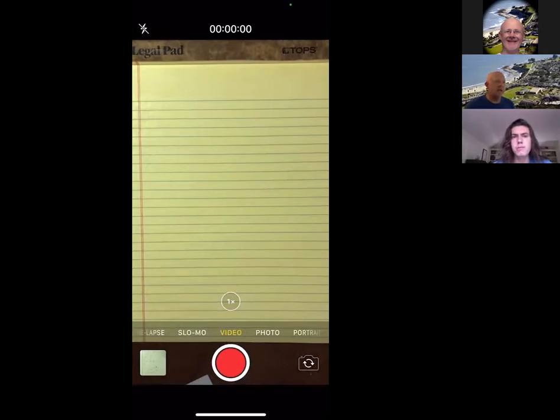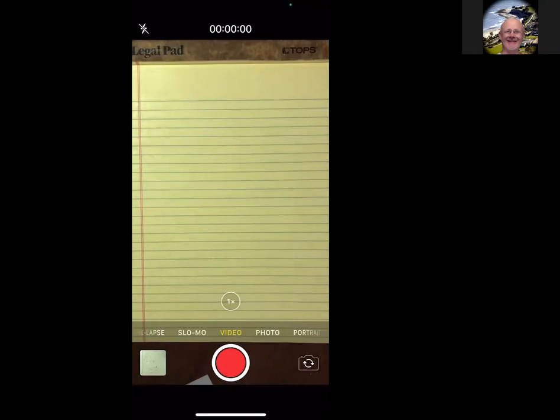Yes, give me a second here. Whoops. It won't let me miniaturize my Zoom. Maybe I won't miniaturize it. Okay, I'll just move it out of the way for a second here. Let me do a couple things.